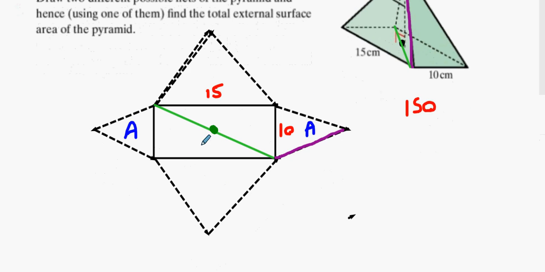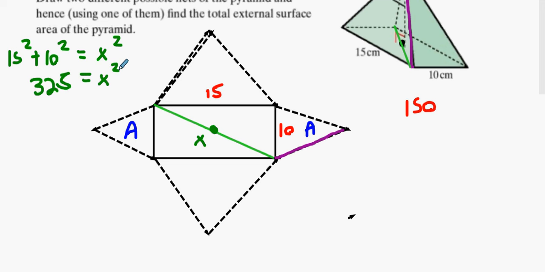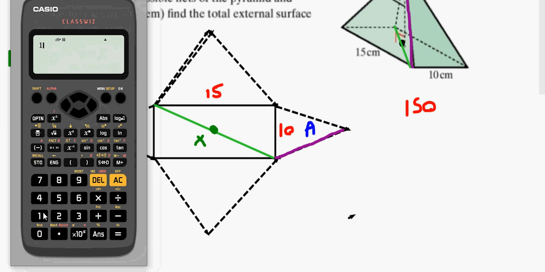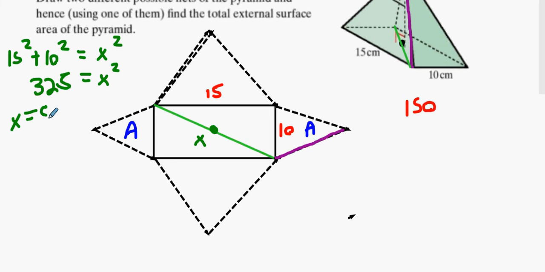So what are we going to say there? We call it X, so it's 15 squared plus 10 squared equals X squared. And what's 15 squared? Is it 225? 325 equals X squared. What's the square root of 325? 5 root 13, or 18.03. Alright. Next part.